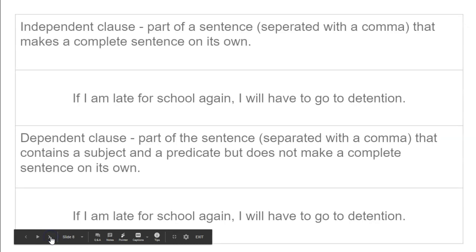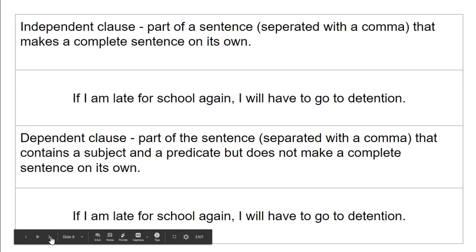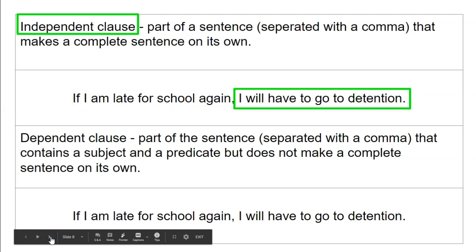All right. So here's our note so far. The independent clause is the part of the sentence separated with a comma that makes a complete sentence of its own. If I am late to school again, I will have to go to detention. So what is the independent clause in the example? If I'm late to school again, what happens? I will have to go to detention. If I were to just say, if I'm late for school again, that doesn't make any sense. Well, if I'm late to school again, what? I could just say, I will have to go to detention. Well, we know that that's a complete sentence. I will have to do what? I will have to go to detention. So that's an independent clause.